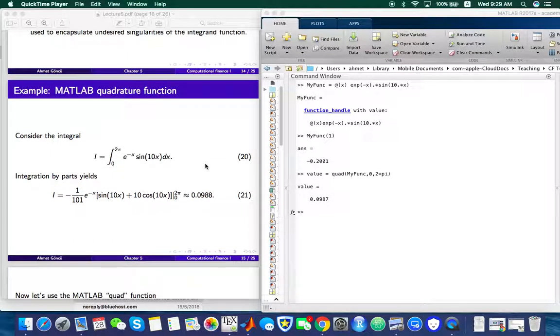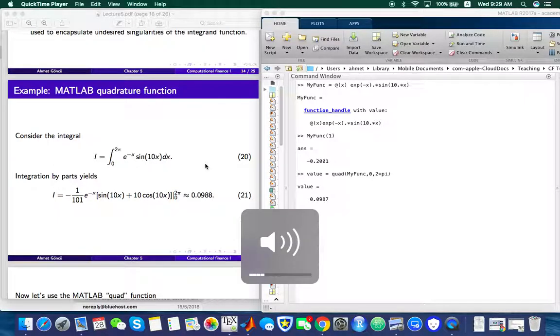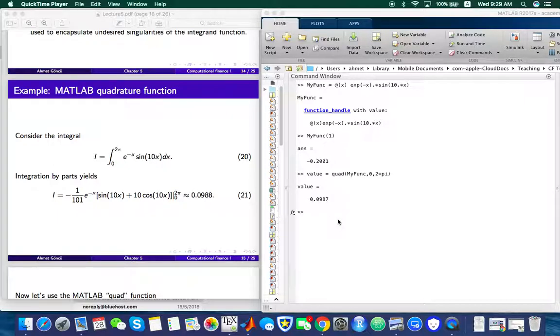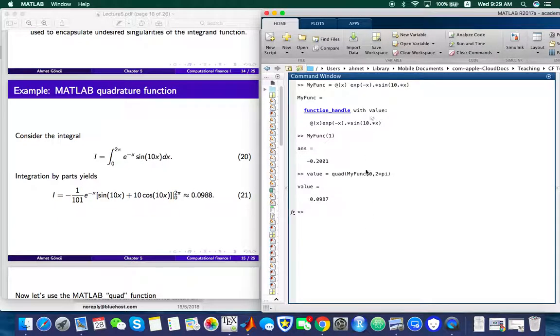Okay, hi. We already discussed quadrature rules, so let's see some applications in MATLAB. In MATLAB, there are two main functions that we can use for numerical integration problems. One of them I would like to show you is the quad function.